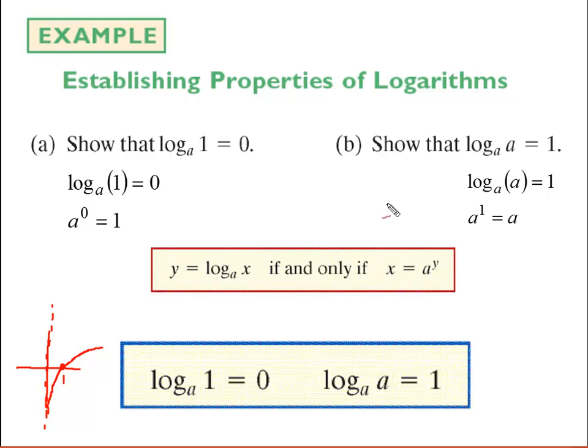And then the other property is that log base a of a equals 1. So if the base of the log matches the number inside, I'm going to get 1. So log base 5 of 5 would equal 1. Log base 10 of 10 would equal 1. Those are the first two properties of logarithms that we see in this section.